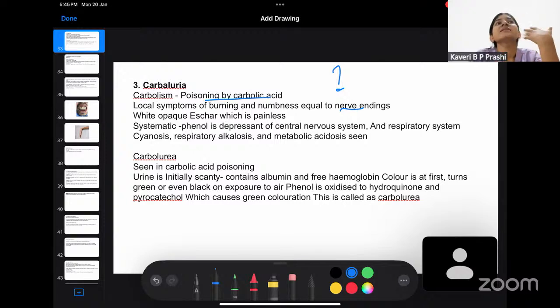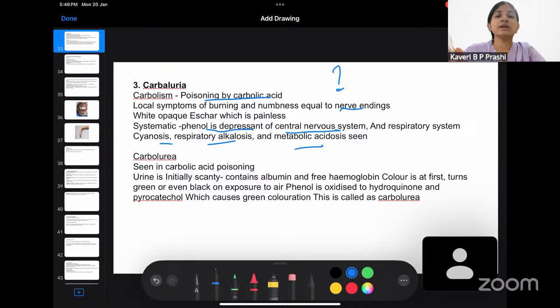And on the surface that has come in contact with carbolic acid, there is going to be a white discharge that is formed. Systemic effects: phenol is a depressant of the central nervous system and respiratory system. There is going to be cyanosis, alkalosis, and metabolic acidosis seen.